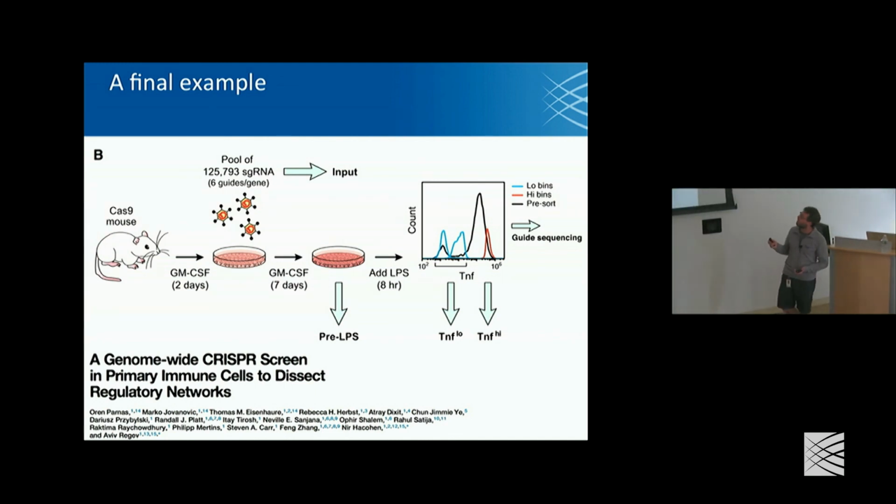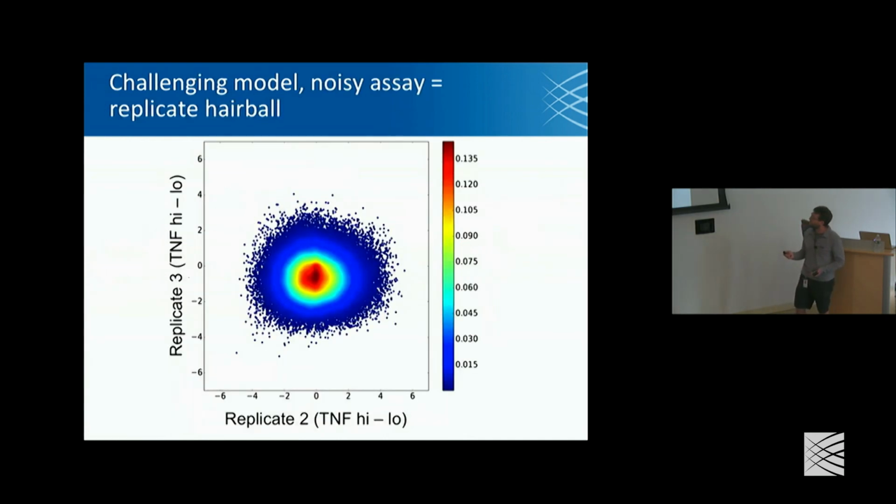then put the cells on the flow cytometer, and they were looking for intracellular TNF levels. So they fixed the cells, stained them for TNF, and then they sorted, well, what are the cells that have high levels of TNF versus what are the cells that have low levels of TNF? Okay, so this was their primary screen. Very challenging. They had to sacrifice a lot of mice to do this. And this is what their replicates look like coming off of the flow cytometer.